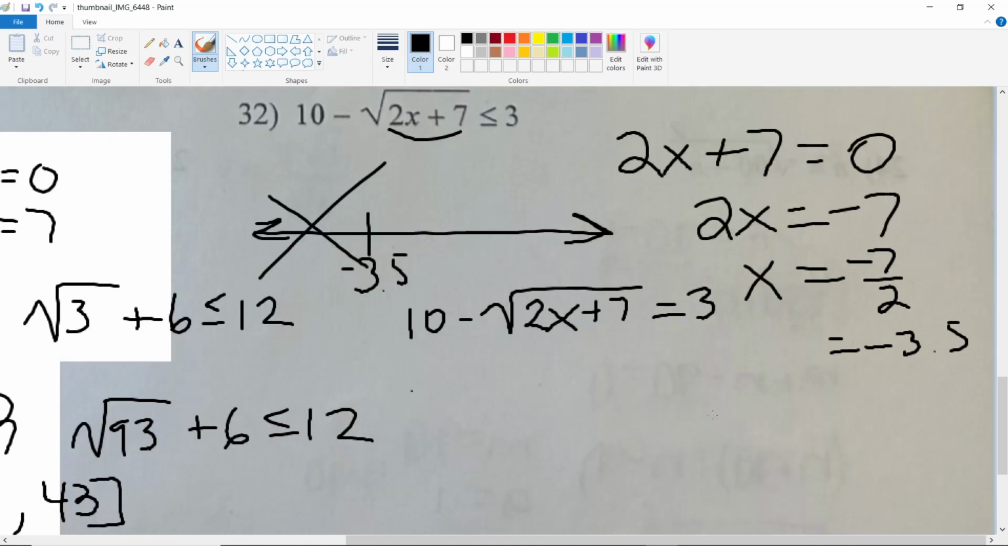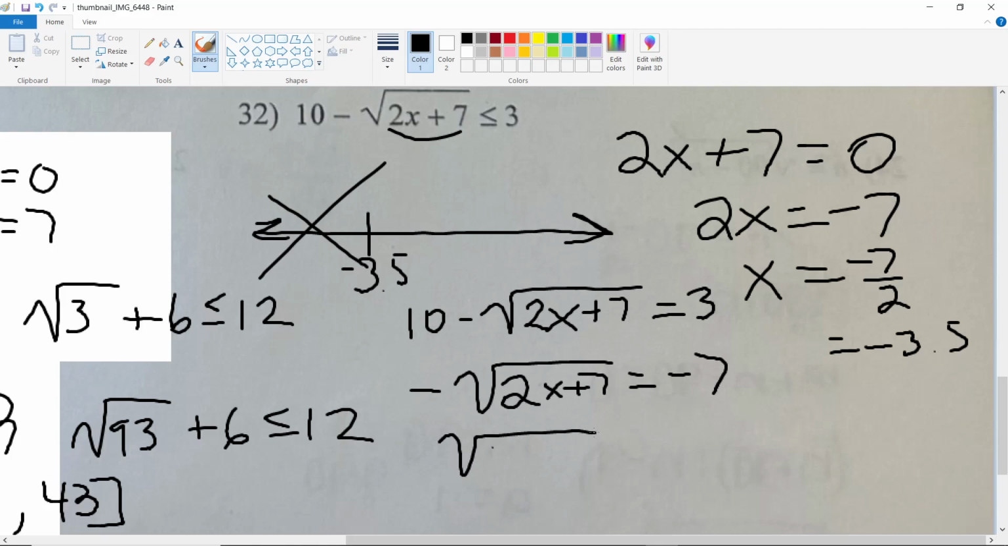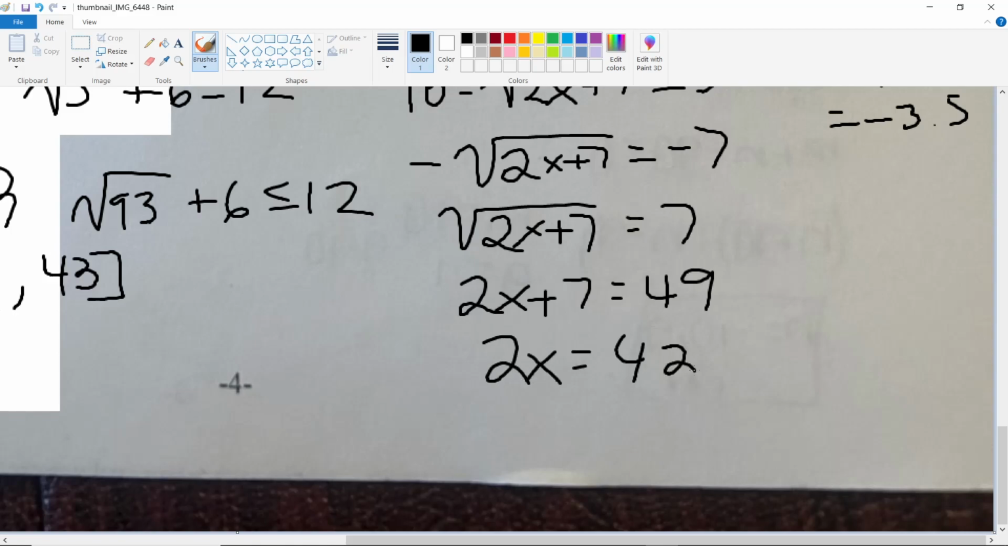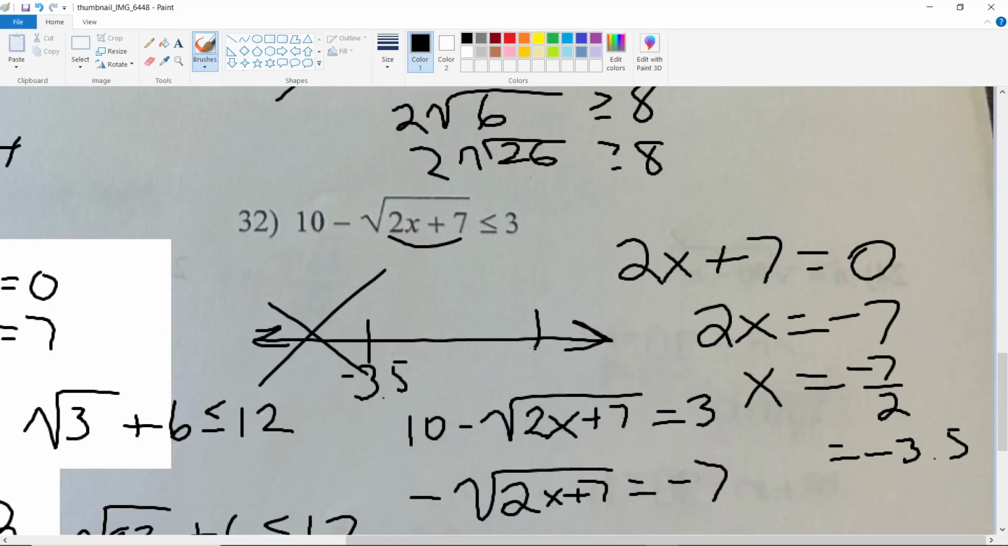I will subtract 7 from both sides. Negative square root of 2x plus 7 equals minus 7. Divide both sides by negative 1. 2x plus 7, that's inside the square root, equals 7. Square both sides. 2x plus 7 equals 49. Subtract 7, 2x equals 42. Divide by 2, x equals 21. So I'll put 21 on my number line, doesn't have to be to scale. It was originally less than or equal to, so it's got to be a closed circle on that value.